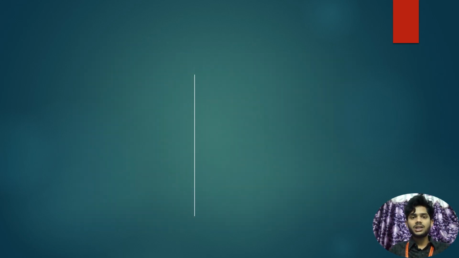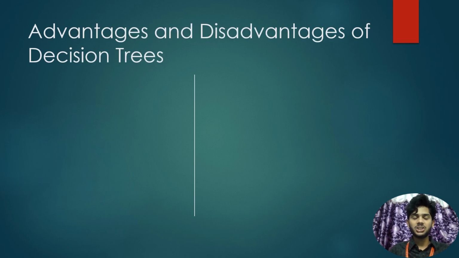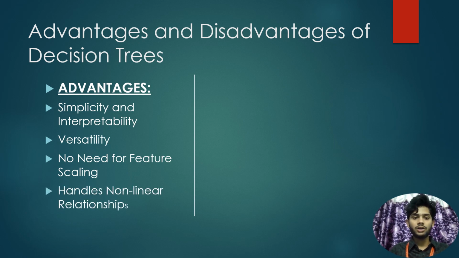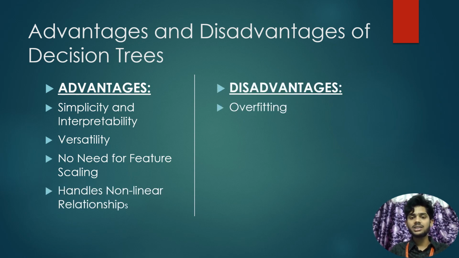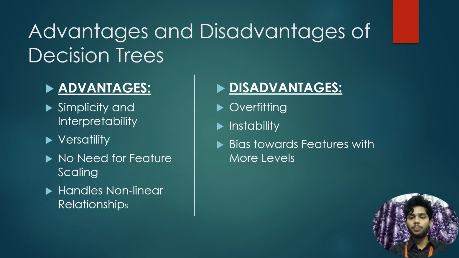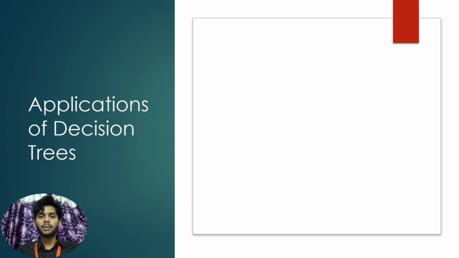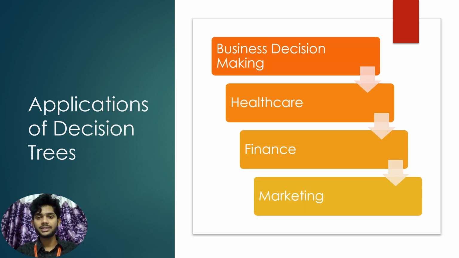Now let's discuss the advantages and disadvantages of decision trees. First we will see the advantages: simplicity and interpretability, versatility, no need for feature scaling, and handles non-linear relationships. Disadvantages: overfitting, instability, and bias towards features with more levels. We will conclude our topic with applications of decision trees. There are many applications, but we have taken some, like business decision making, healthcare, finance, and marketing.